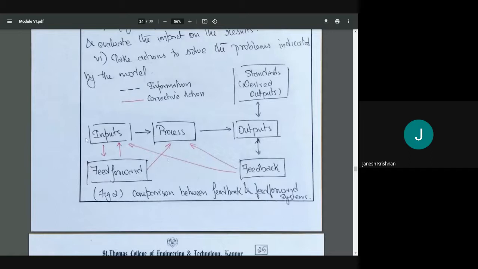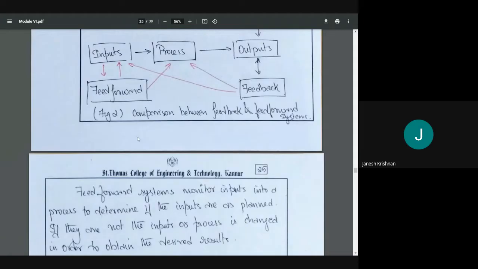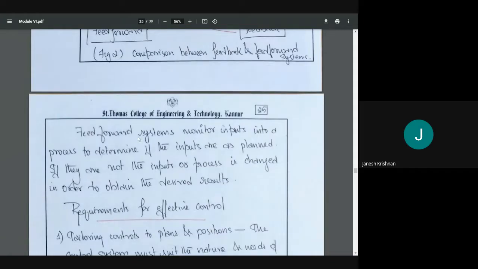Inputs will also help in changing the feed forward and the feedback. Before the work starts itself, we do the feed forward system. Forward means before; feedback means after, right? The feed forward system monitors inputs into a process to determine if the inputs are as planned, and if they are not, the input or process is changed in order to obtain the desired results.